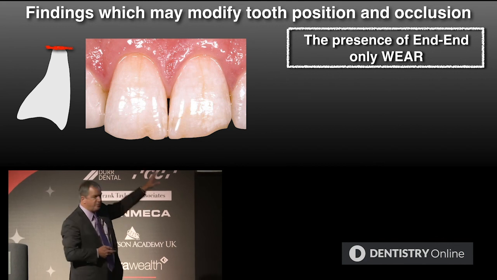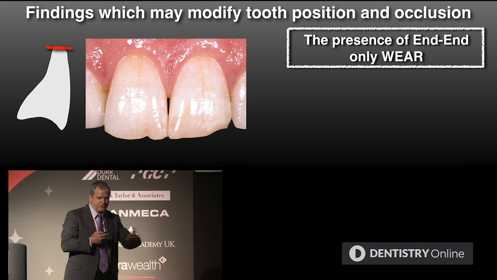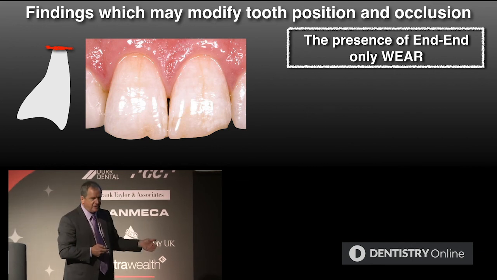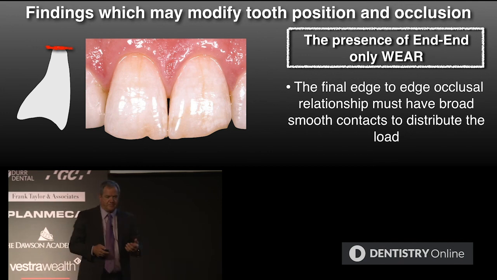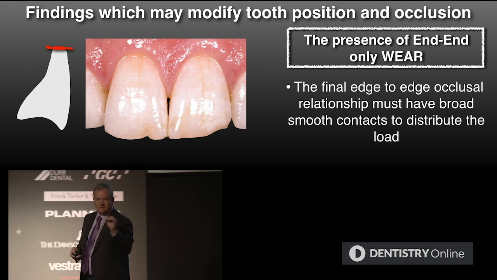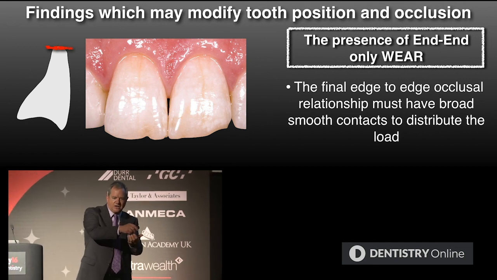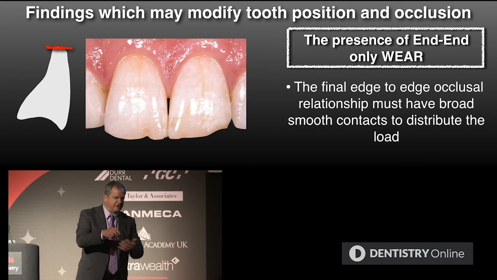So how do you incorporate this into your treatment plan? Pathway wear, you have to increase overjet. What do you do for patients with edge-to-edge wear? He has no posterior tooth wear. He has no pathway wear at all. All of his wear is edge-to-edge. It's very simple. You have to provide distribution of the load, broad, flat contacts. So you share the load so he can slide everywhere he wants.